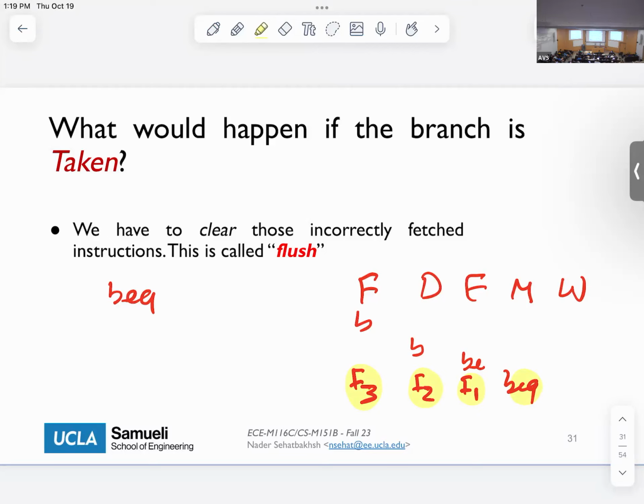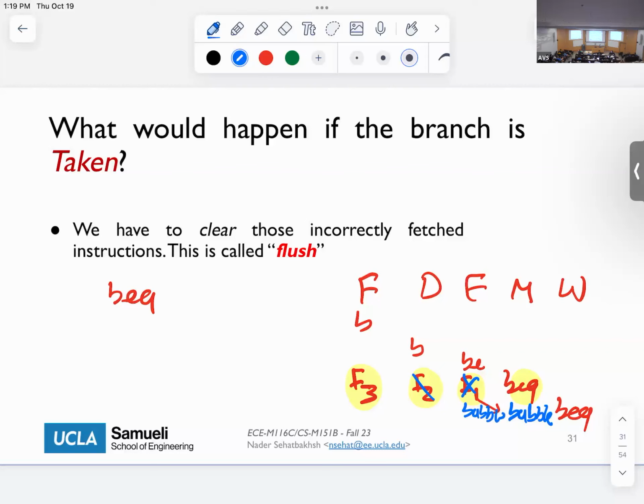So what will I do? In the next cycle, where this branch is going to the write back, instead of moving this into the mem stage, I'm going to replace this with the same trick that I had before. I'm going to replace it with a bubble here, and this with a bubble, and this with a bubble. And here I'm going to fetch a correct instruction, whatever it is. I'm going to call it IM or whatever. This is the correct place that I should have fetched the instruction.